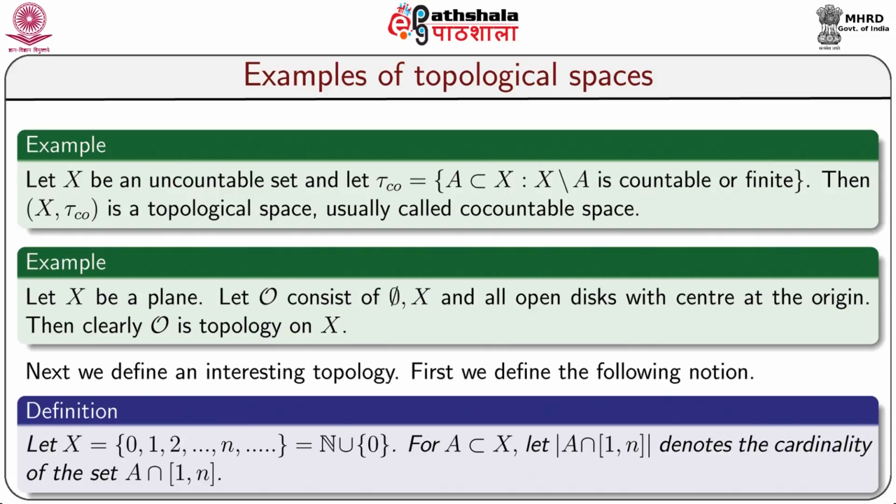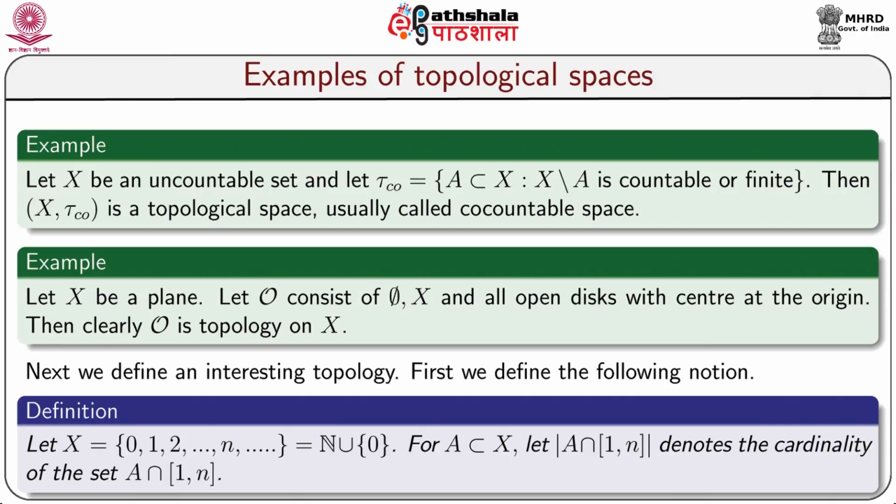Another example, let X be the plane, that means R^2, and let O consist of the empty set and X, and all open disks with center at the origin. Then clearly O will be a topology on X. Next, we define an interesting topology. This has some number theoretic flavor.